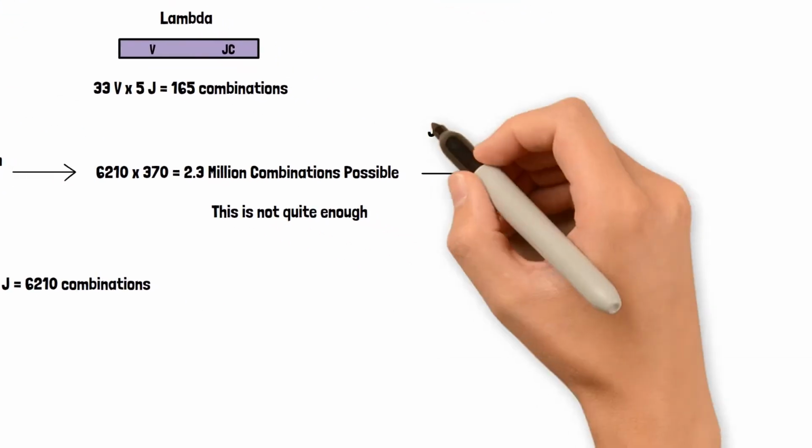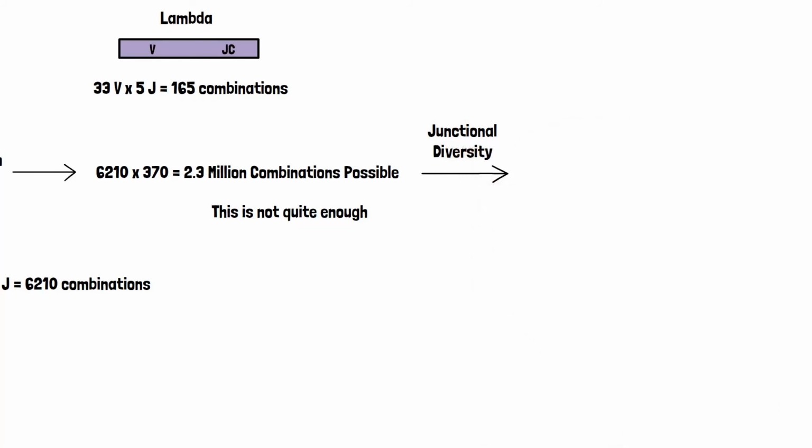So to add more diversity, when the gene segments are joined together, additional DNA bases can be added or subtracted to the final joint segment. This is known as junctional diversity, the changing of the antibody at the junction of the modular pieces.